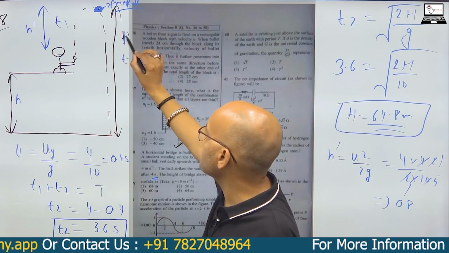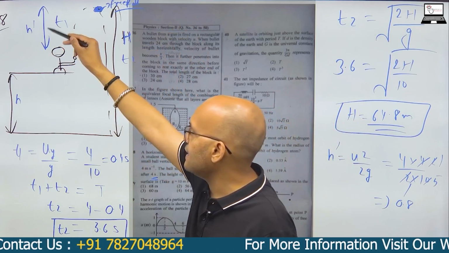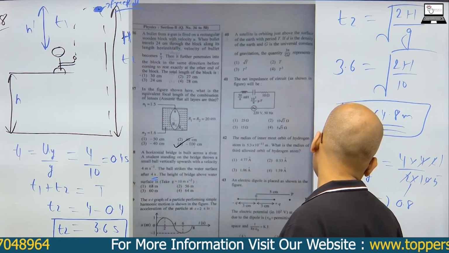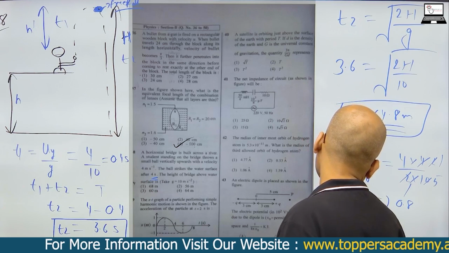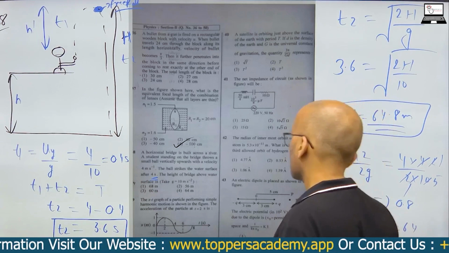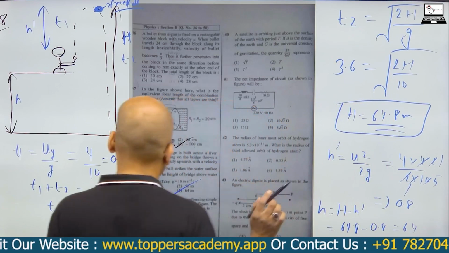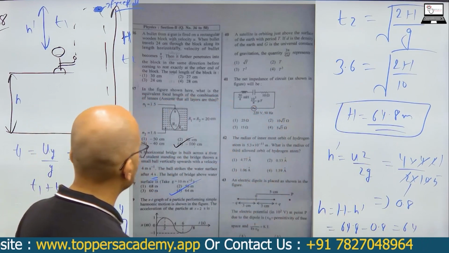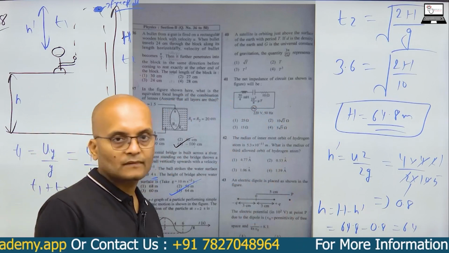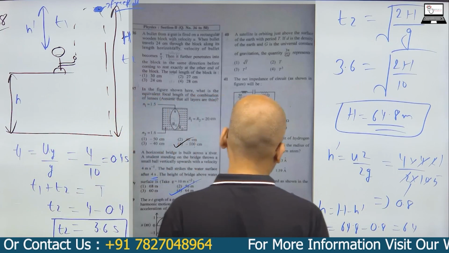So capital H minus h dash is the total height. I have taken it as capital H. Minus this height h dash will give you the remaining height. Small h will be H minus h dash, that is 64.8 minus 0.8. Question was lengthy, but it was easy. Okay. Fine. Let's move on. Next question, 39.